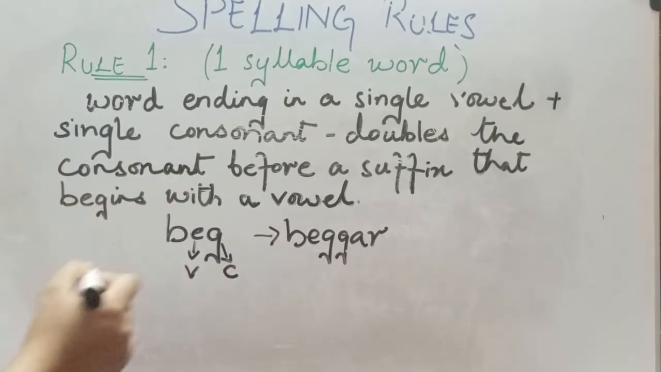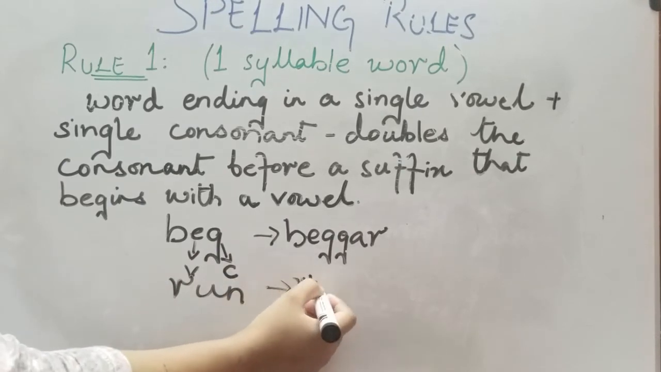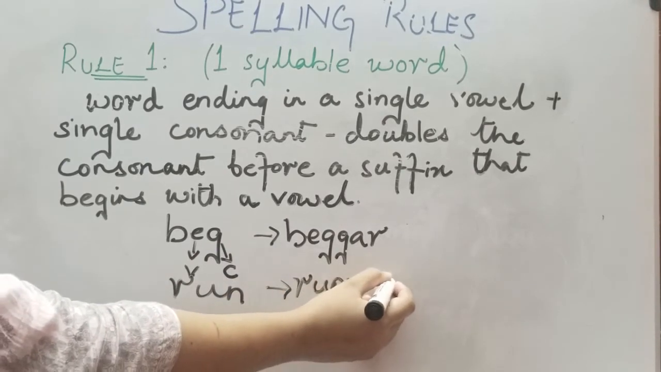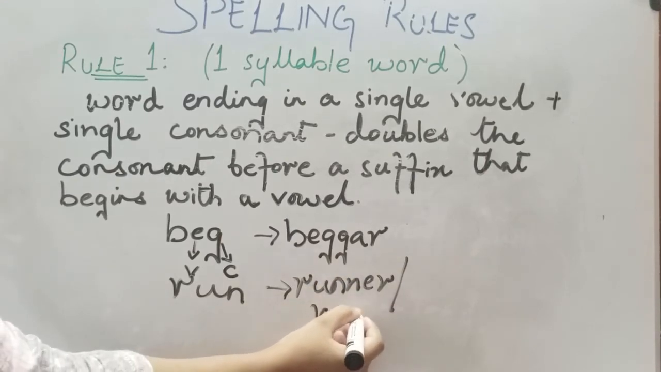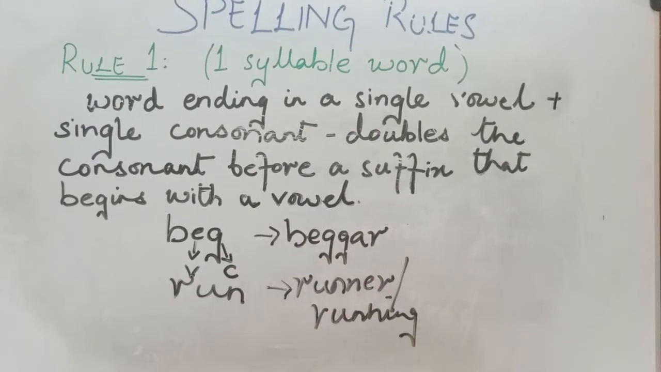Let's see some other examples. For example, I say run, and I could say runner. I could even say running. So both are correct. Now when you are adding a suffix to it, you have already doubled the consonant, that is the last one, N. N is doubled over here, as well as in running, N is doubled. Then when you are adding a suffix, you are ending with a vowel, that is E, and a vowel over here, that is I. So it becomes runner and running.